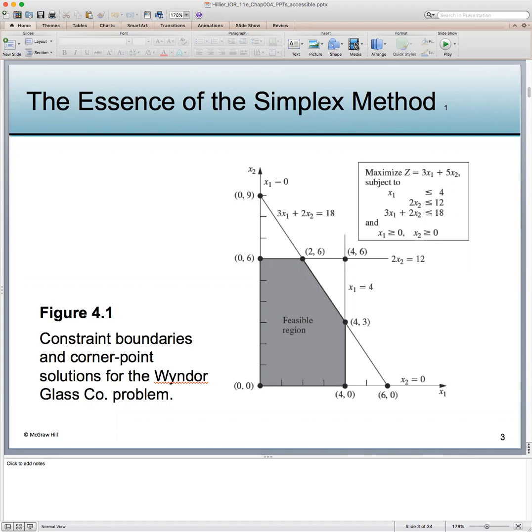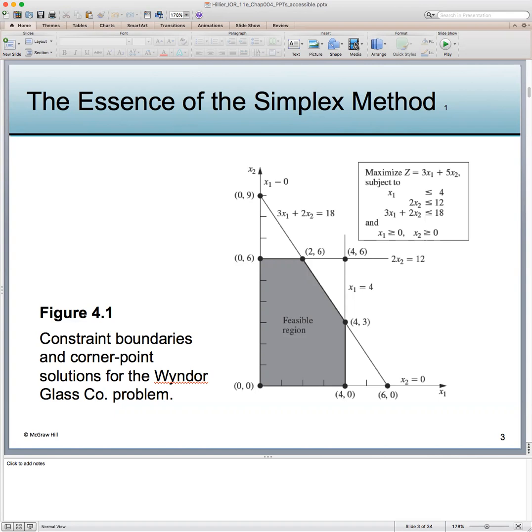So you had the constraint x1 less than or equal to 4. That's the vertical line starting at 4, 0. You had the constraint 2x2 less than or equal to 12. That's the horizontal line, x2 equals 12 and everything below it. You had the constraint 3x1 plus 2x2 less than or equal to 18. That's the line with negative slope that crosses the x1 and x2 axes. And you had the 2 non-negativity conditions, x1 greater than or equal to 0 and x2 greater than or equal to 0. So if you graph these inequalities, you get this region in the first quadrant, this gray region, and that is the feasible region.